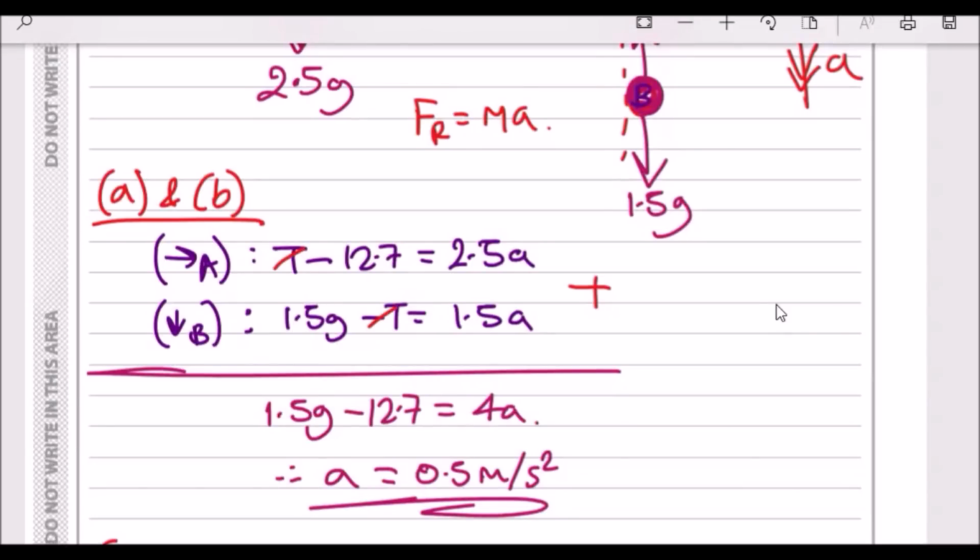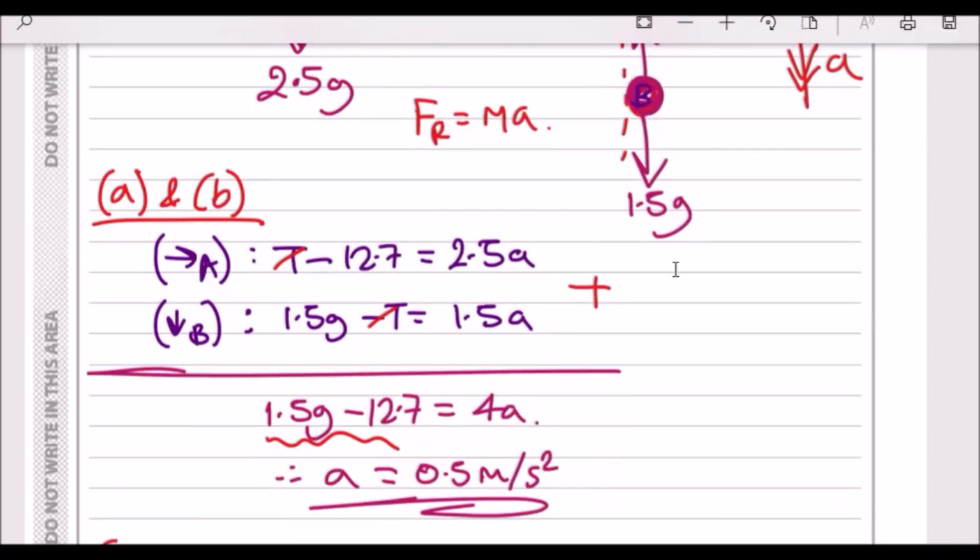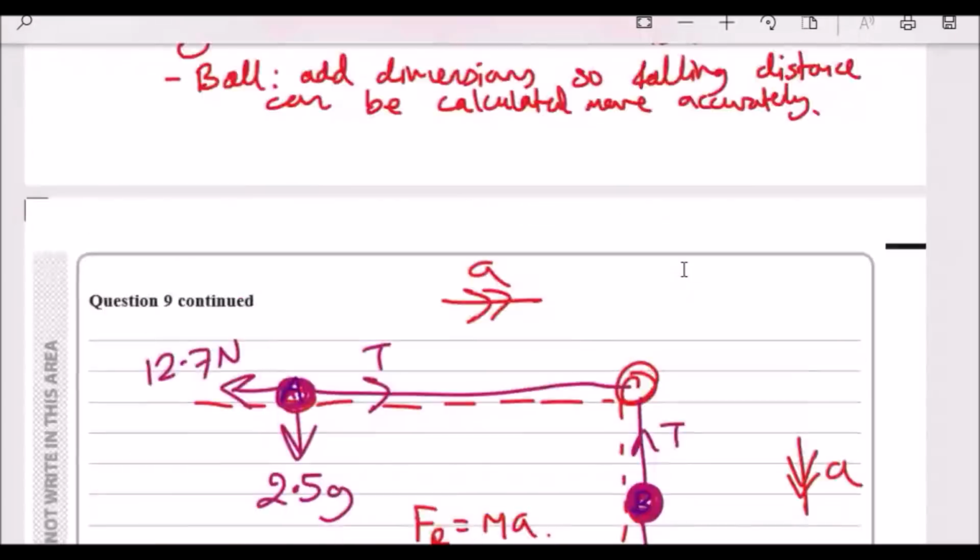And then you're left with 1.5G plus minus 12.7. So I left it over here. And then 2.5A plus 1.5A is 4A, and then divide by 4, and you have your acceleration. So that's literally part A and B done. So easy. Now let's look at C.